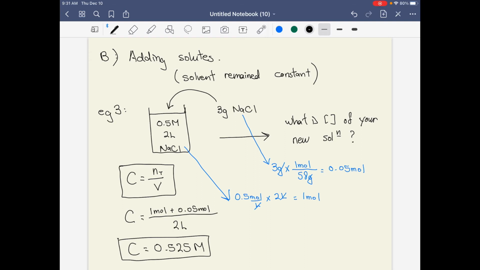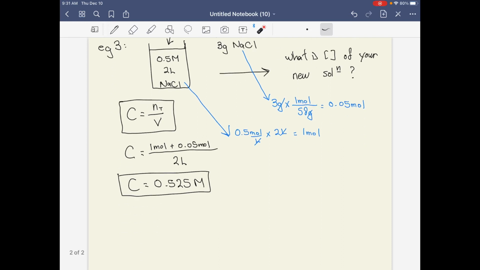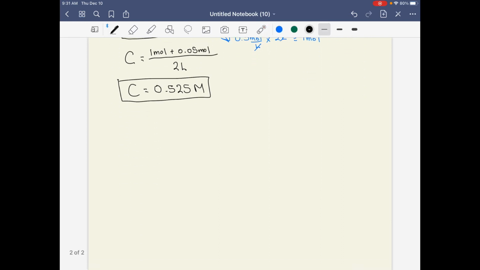Okay, you added solutes in here, so it only makes sense that the concentration increase, and it did. It didn't increase much. Well, what do you expect? 3 grams is really not a lot. All right, so that's what you do when you're adding solids. So again, we looked at a real question. Okay, let's look at another real question.